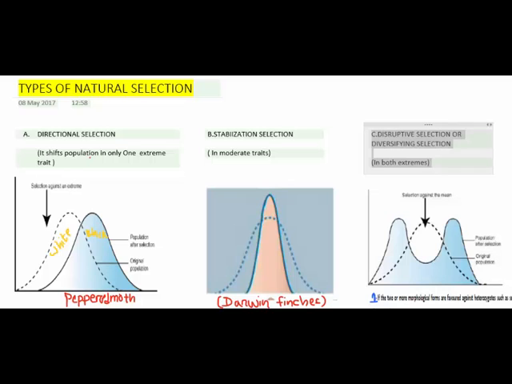Hello everyone, welcome back to another topic of evolution from DNA of Bioscience. So today we are going to discuss the types of natural selection.